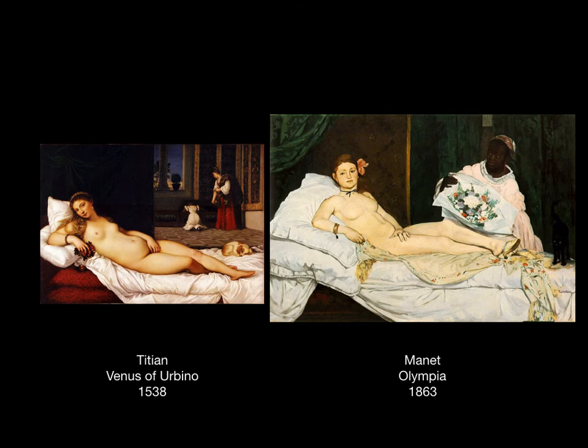And his female nude is so pale that many believe she appeared dead or ill. Although both are anatomically accurate, Titian's is soft and rounded, while Manet's is sharp and angular in structure.